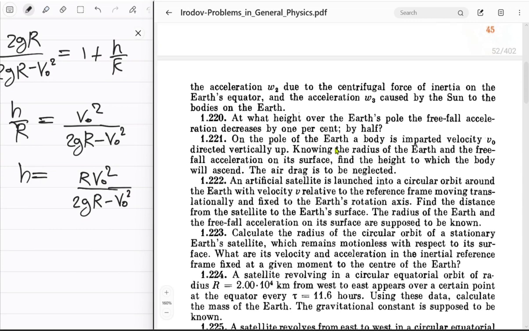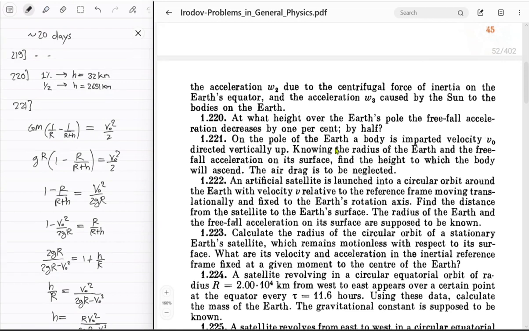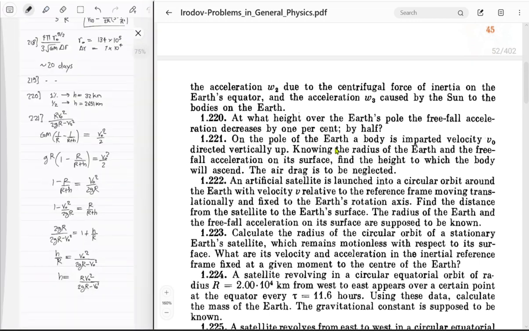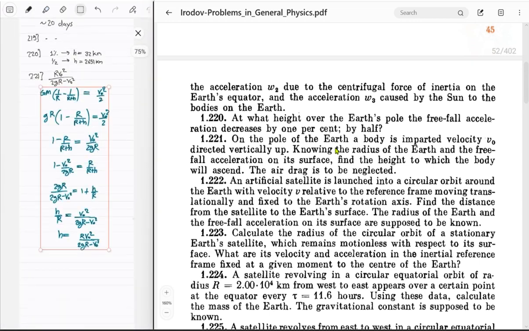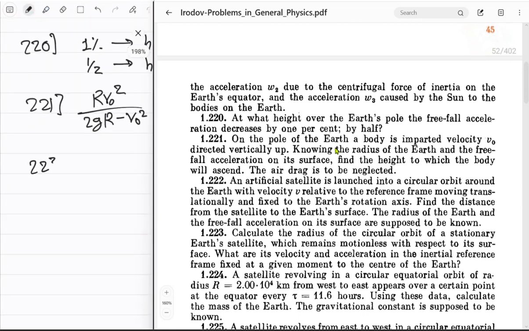Perfect. So h is just r v naught squared upon 2gr minus v naught squared. That's gonna work out. Cool. Yeah, just submit as an answer. So it's just r v naught squared upon 2gr minus v naught squared. Next question. If I had approximated this thing, I would have just got 2gr is equal to v naught, which is not correct.